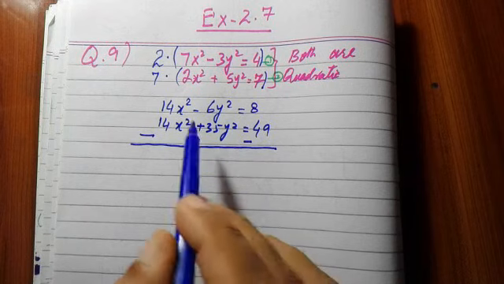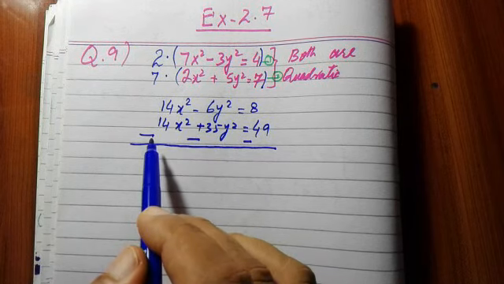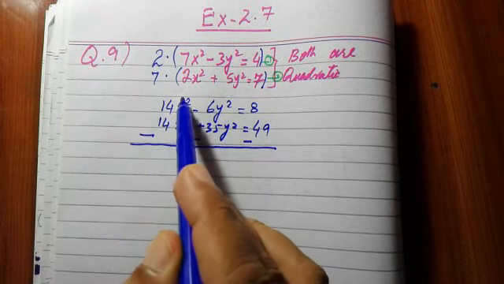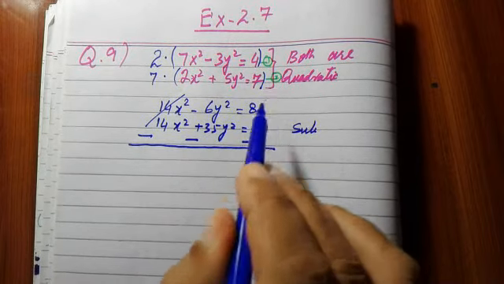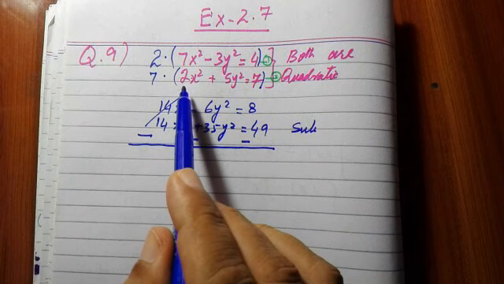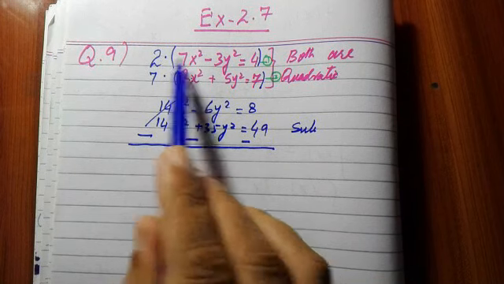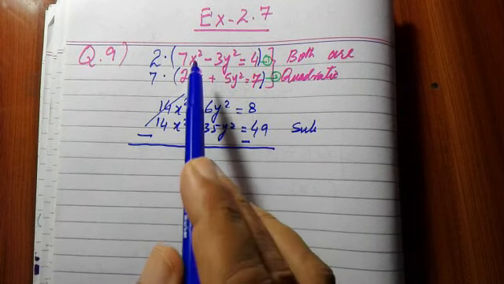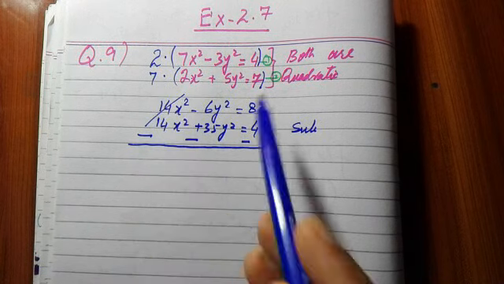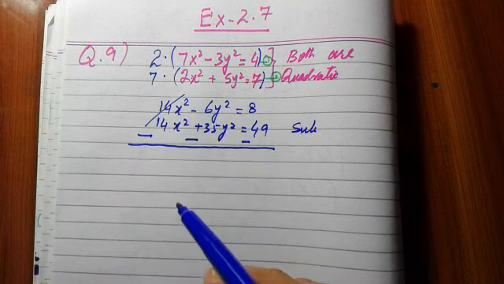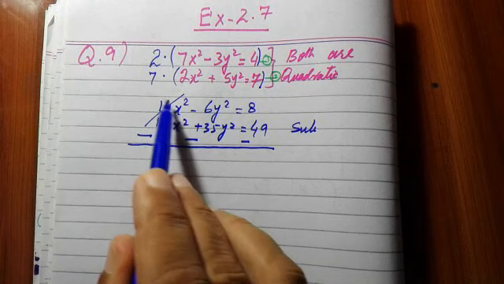So this is 14x square and 14x square, so both will be cancelled. So we have subtracted two equations, multiplied with the coefficient of 2 with the first equation, and the coefficient of 7 of x square of the first equation is multiplied with the second equation. So the purpose is this, we can make the coefficient of x square same, and then we will subtract and cancel it out.